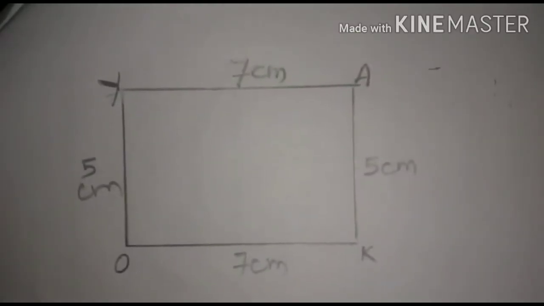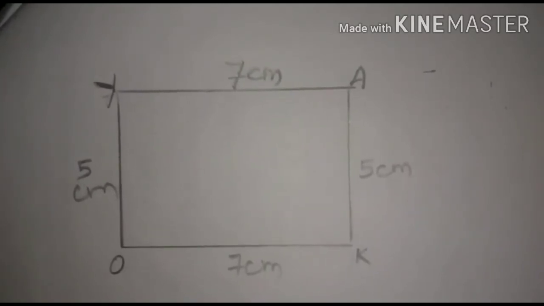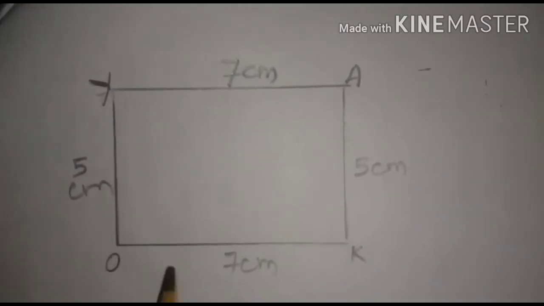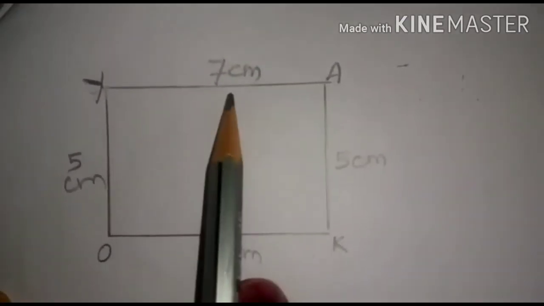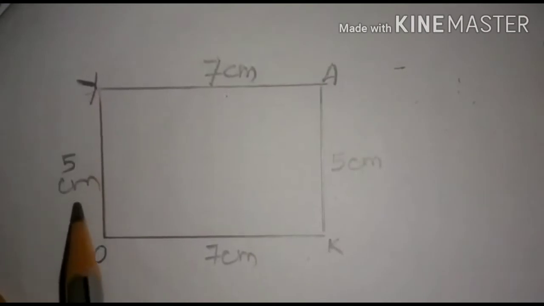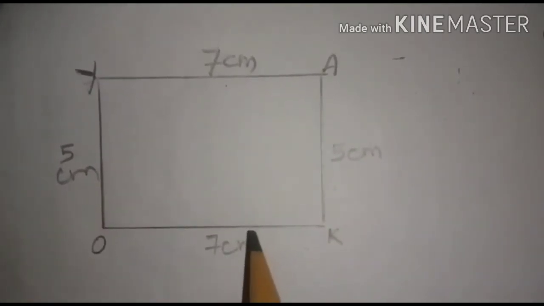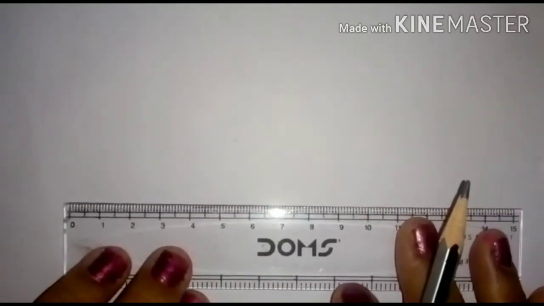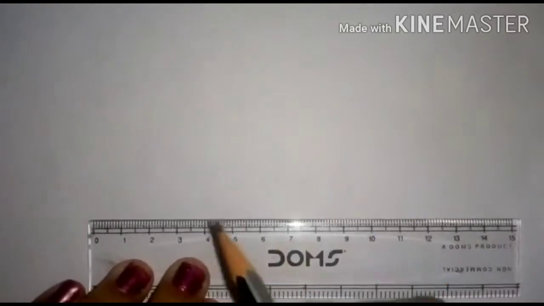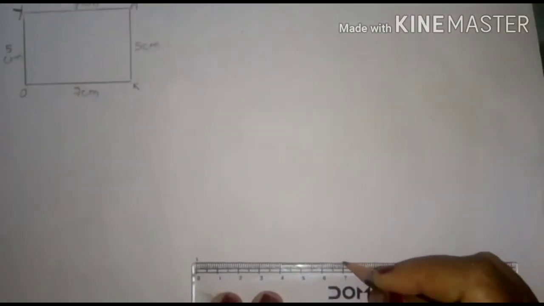Let us start to draw the figure of question number 4, rectangle OKAY. Here OK is 7 cm, KA is 5 cm, AY is 7 cm and OY is 5 cm. In a rectangle, opposite sides will be equal in measure. So let us start to draw. We will first draw the line segment OK of 7 cm. So let us draw 7 cm.